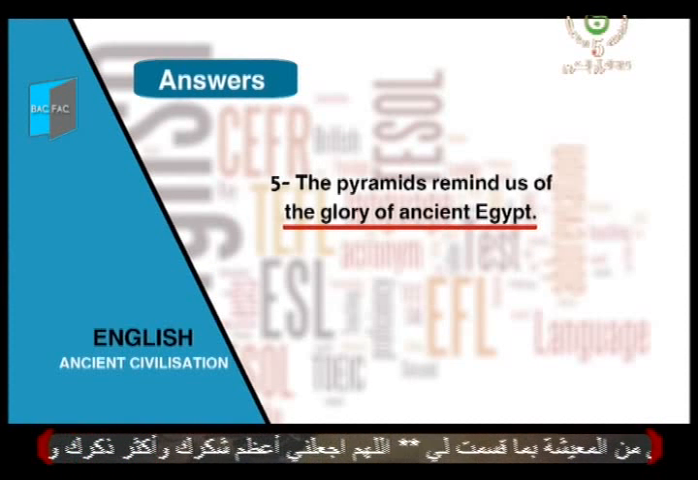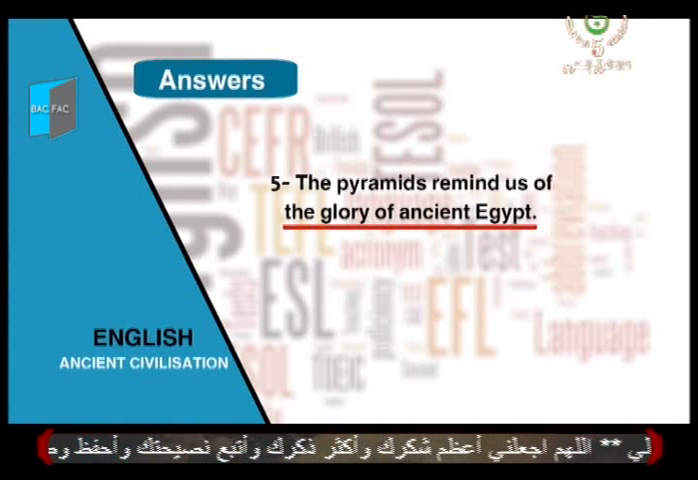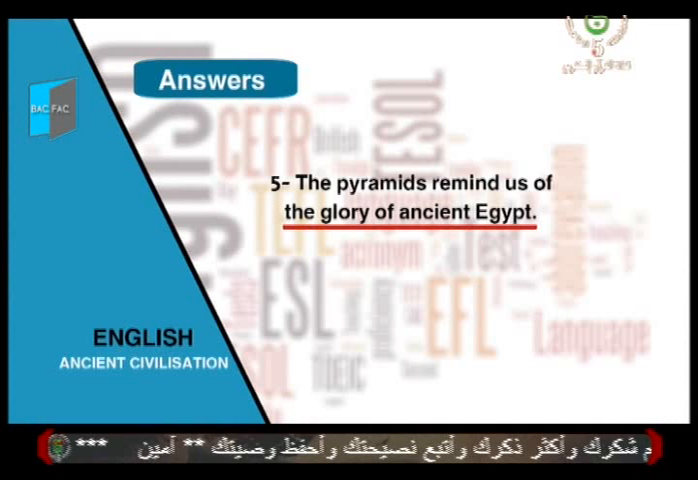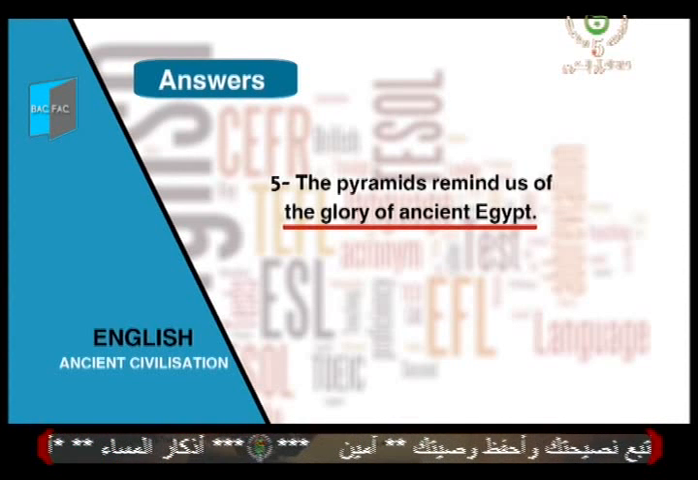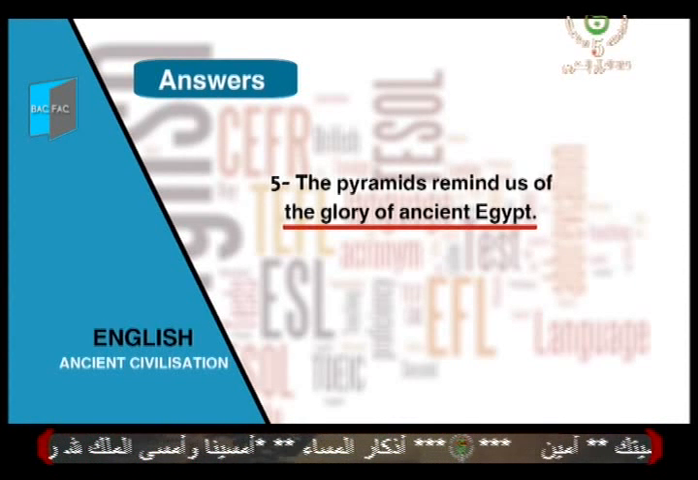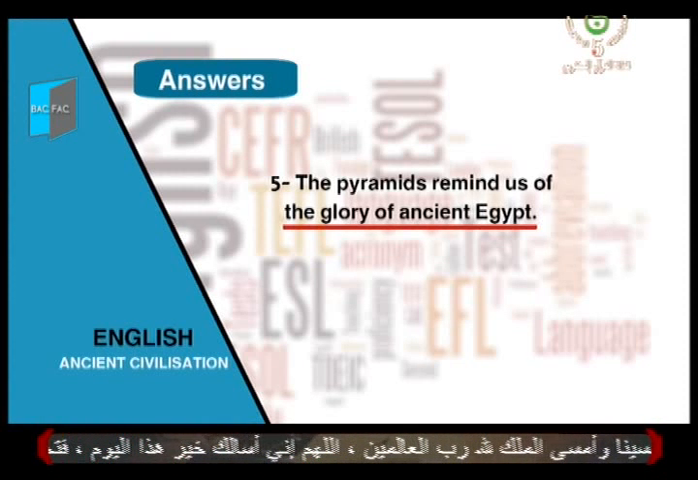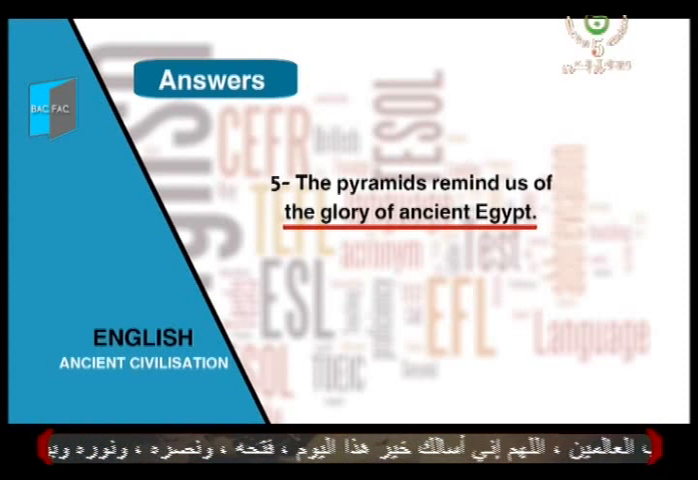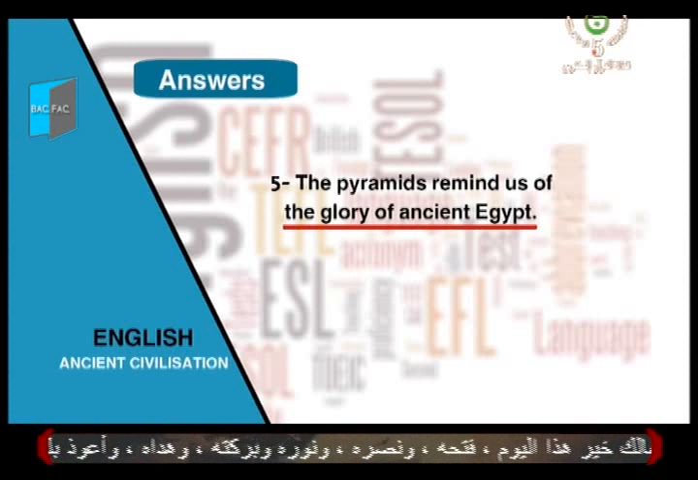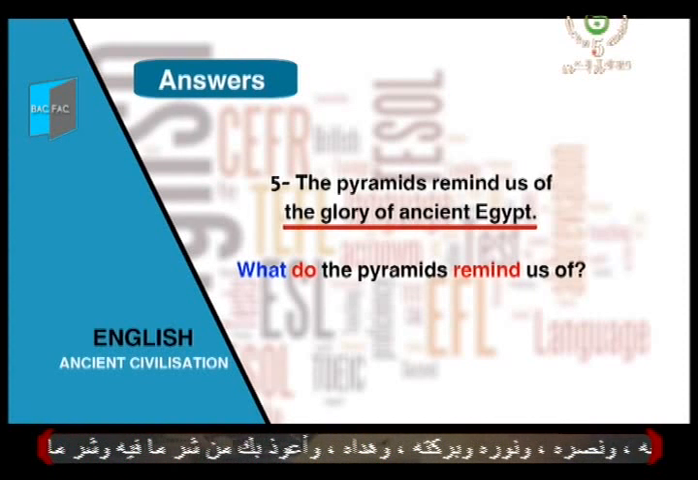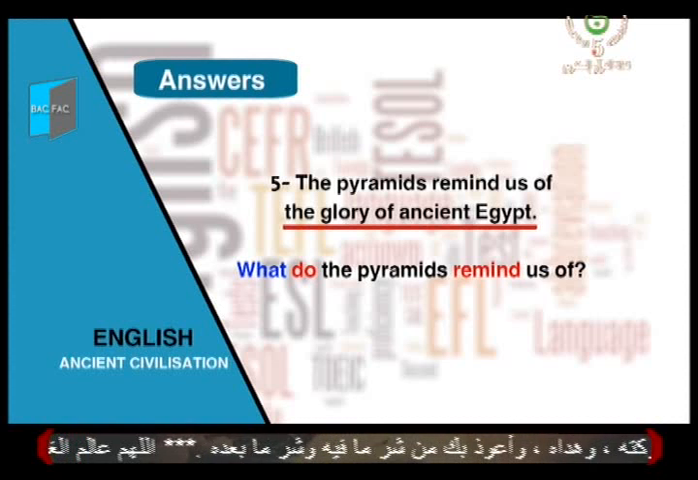The fifth sentence, the pyramids remind us of the glory of ancient Egypt. The underlined words represent an object, and it is something, a thing, so the question will start with what? The verb is in the present, so we'll get the question, what do the pyramids remind us of?